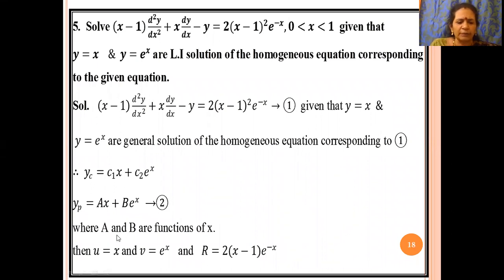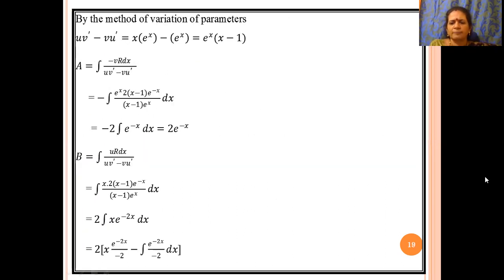Now after getting the yp, then go to uv dash minus vu dash. For that we need u is equal to x, v is equal to e power x, and r is equal to 2, divided by x minus 1. So r is 2 into x minus 1 into e power minus x. Then after writing u, v and r, you find out this value by the method of variation of parameters. For getting A and B we compulsorily need this value uv dash minus vu dash. The value that came is e power x into x minus 1.